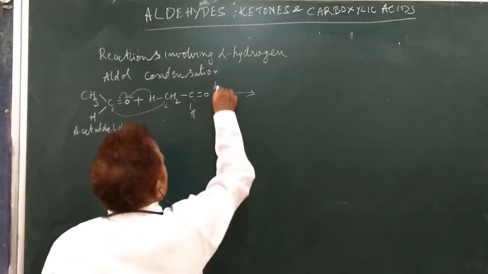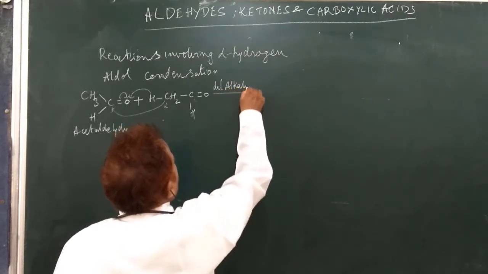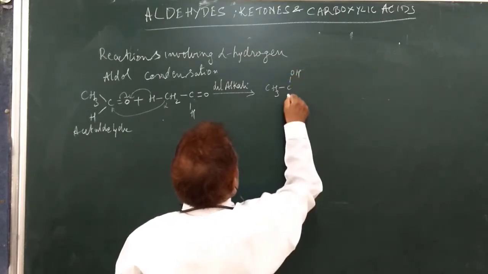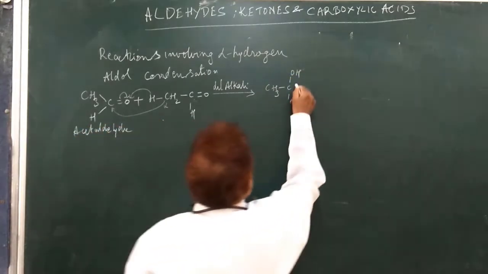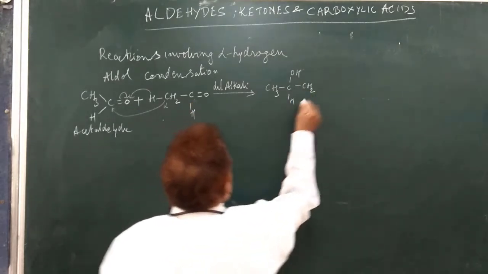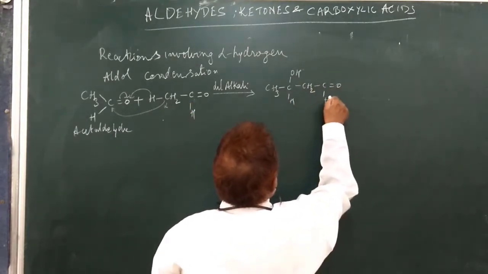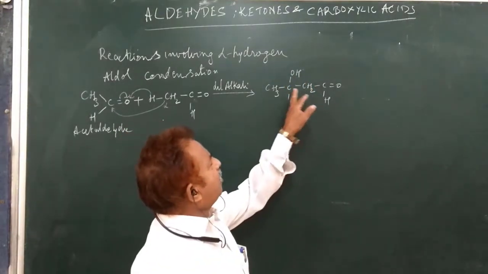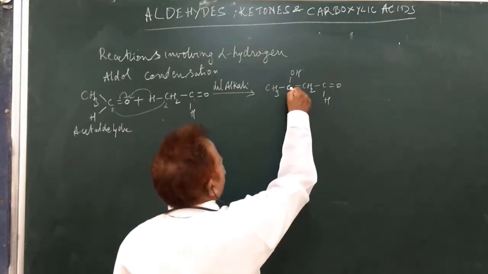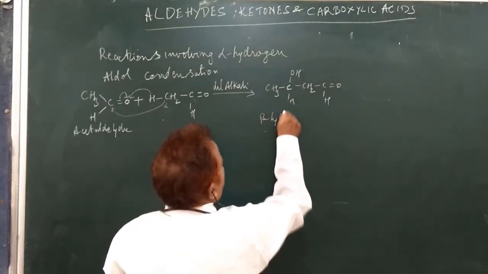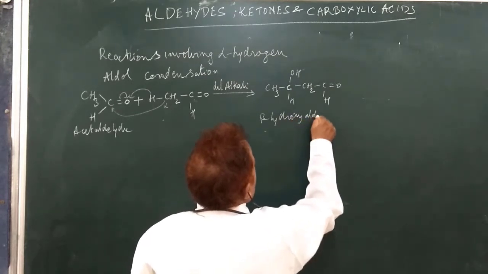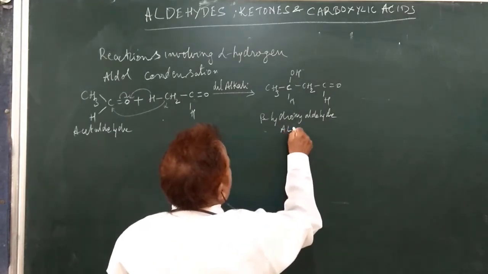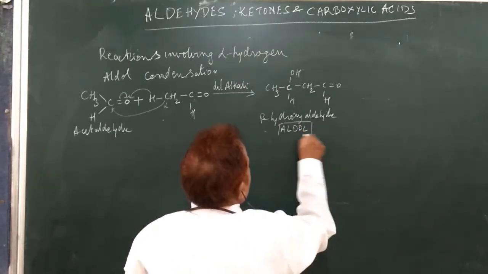Therefore, in the presence of dilute alkali, we get CH3, CH, this becomes OH, and this is hydrogen, CH2, C double bond O single bond H. What is this substance? Because the hydroxy group is present on the beta carbon, this is a beta hydroxy aldehyde. The product in this aldol condensation is known as aldol.